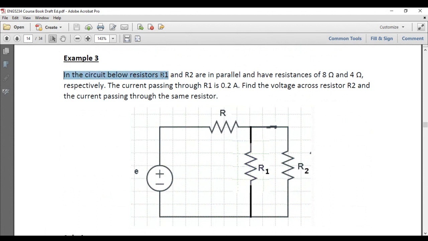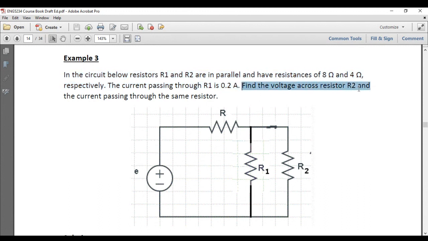In the circuit below, resistors R1 and R2 are in parallel and have resistances of 8 ohms and 4 ohms respectively. R1 is 8, R2 is 4. The current passing through R1 is 0.2. So we know how much current is flowing in R1. The current flowing in R1, you can call it I1.